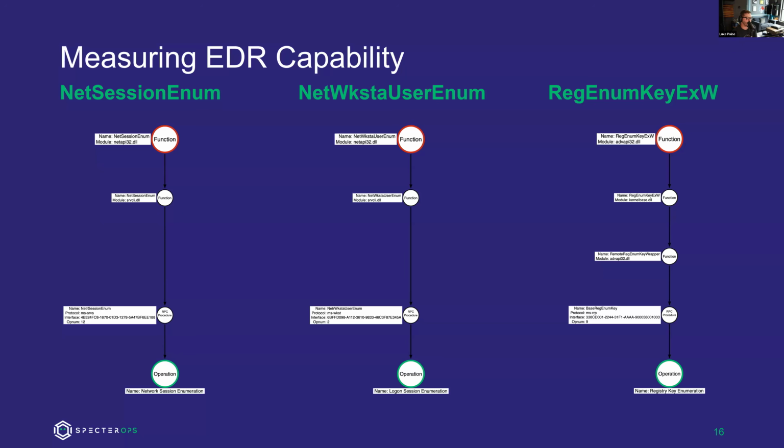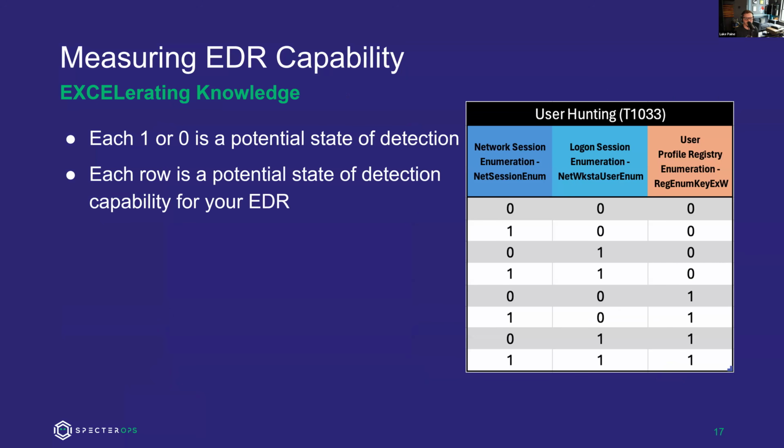Give me the next slide. So here we have those 3 procedures for user hunting laid out in a table. You may recognize it as a binary search pattern, or what's known as a truth table, I believe. Every 0 or 1 is a potential state of detection. It's we detect or we don't detect for each of these. And so each row is a set of potential states that your EDR could be in.